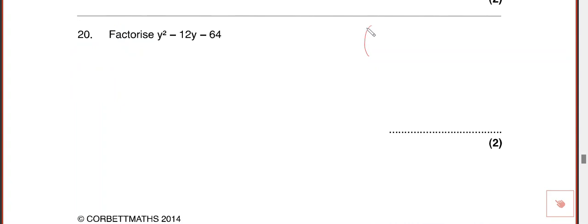What does it mean when you've got a negative here and a negative there? If this is negative, it means there's going to be a positive and a negative. Two brackets, one will be positive. So this is y squared. What goes in the brackets? That's going to be y and y. And we know that if this is negative, what do we know about these two numbers?